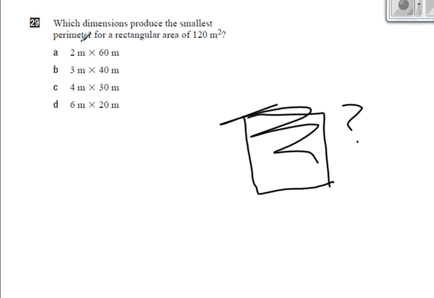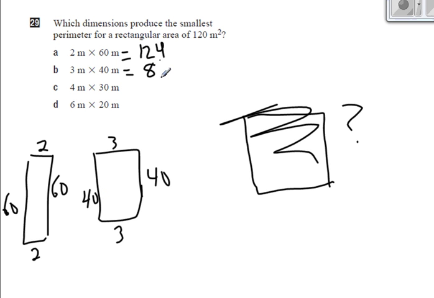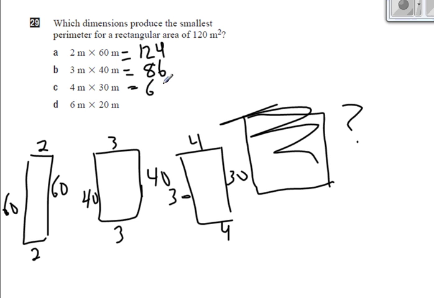Which dimensions produce the smallest perimeter? So let's just calculate perimeter. The first rectangle is 2 by 60. So 2, 60, 2, and 60. Add those up and you get a perimeter of 124. Let's look at the next rectangle, 3 and 40, 3 and 40. Add those up and you get 86. Next one, 4 and 30, twice each. Add those up and you get 68. The next one, 6 and 20, twice each. Add those up and you get 52.